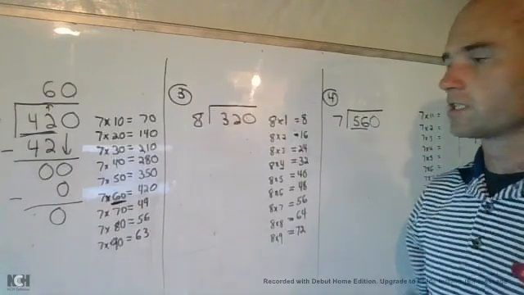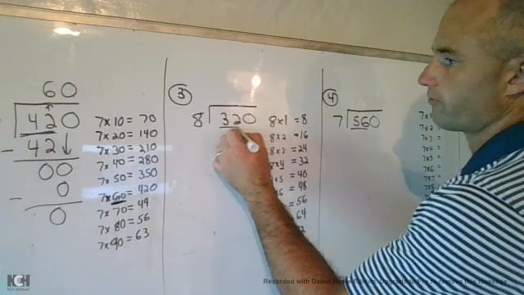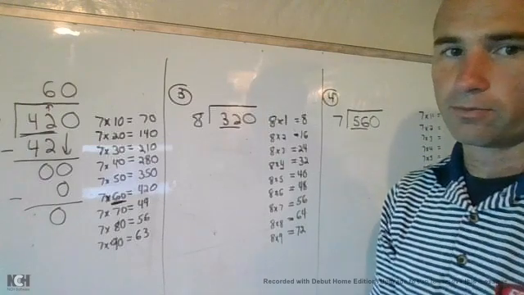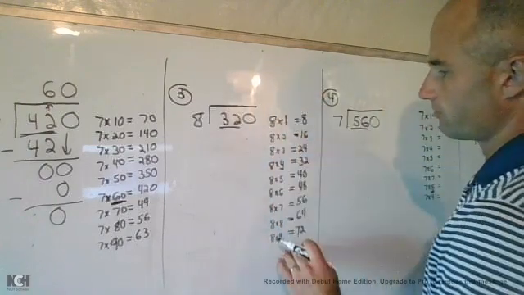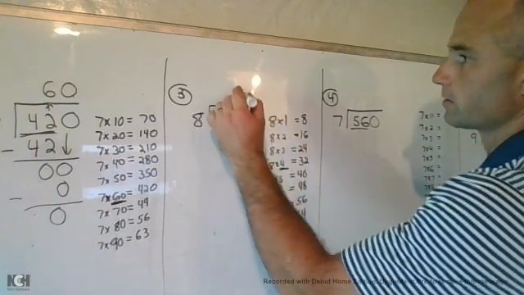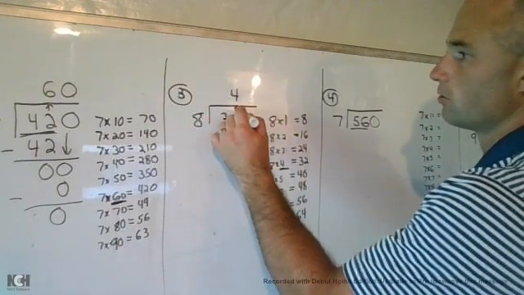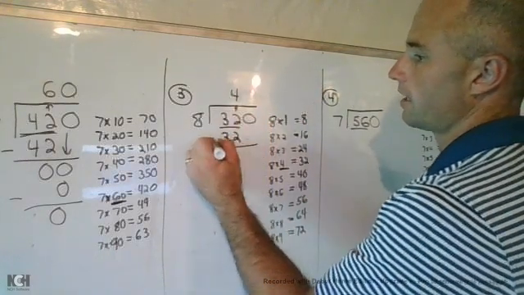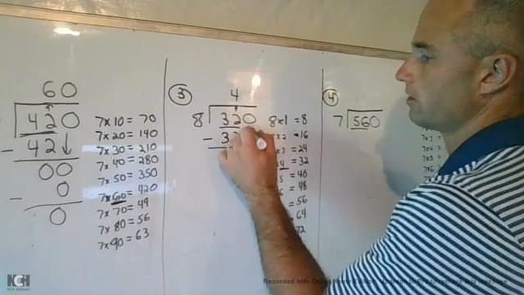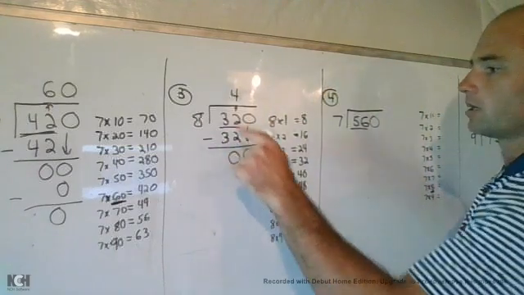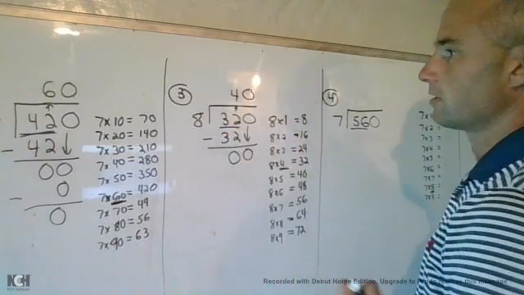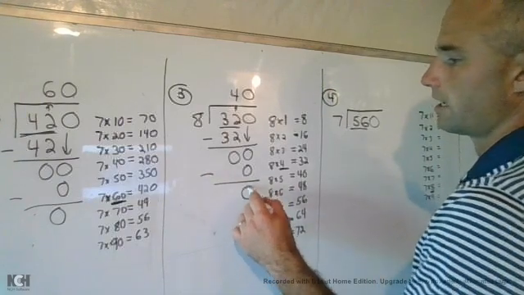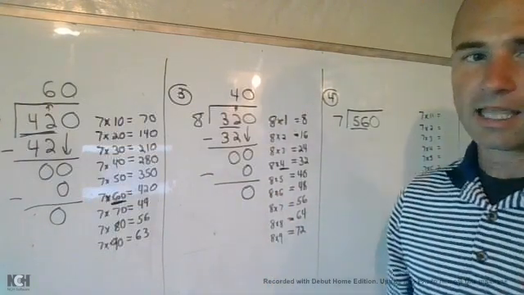All right, so 8 goes into 320. And we're only going to focus on the 32 because 8 can't go into 3, but it can go into 32. So when we did our multiplication facts, we found it goes in 4 times. I put the 4 above the 2 from 32. 4 times 8 equals 32. I subtract. I get 0. I bring down that 0. 8 goes into 0 0 times. 0 times 8 equals 0. Subtract. I get nothing left over and nothing to bring down, giving me the answer of 40.